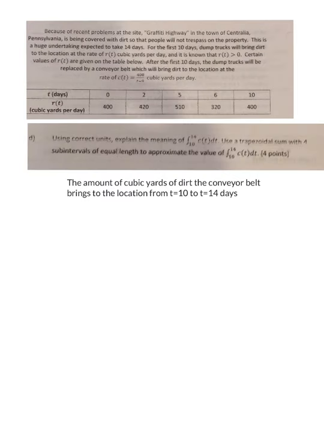So similar to the last question, here would be your explanation. Just make sure you say that it's an amount, and it is cubic yards, but make sure you also make note that it's the conveyor belt that's bringing the dirt to the location, because we're going from time 10 to time 14. So that would be the conveyor belt at that point.